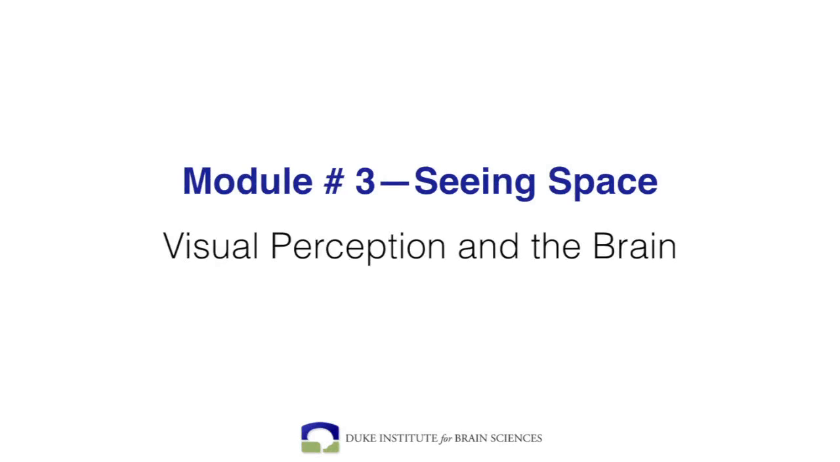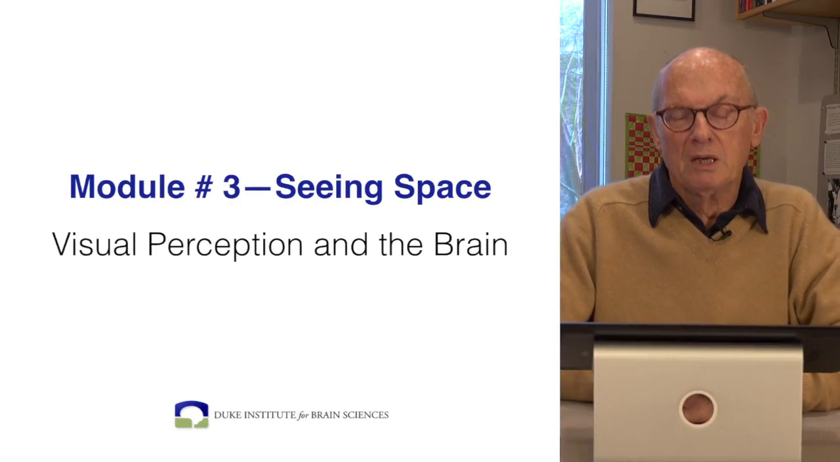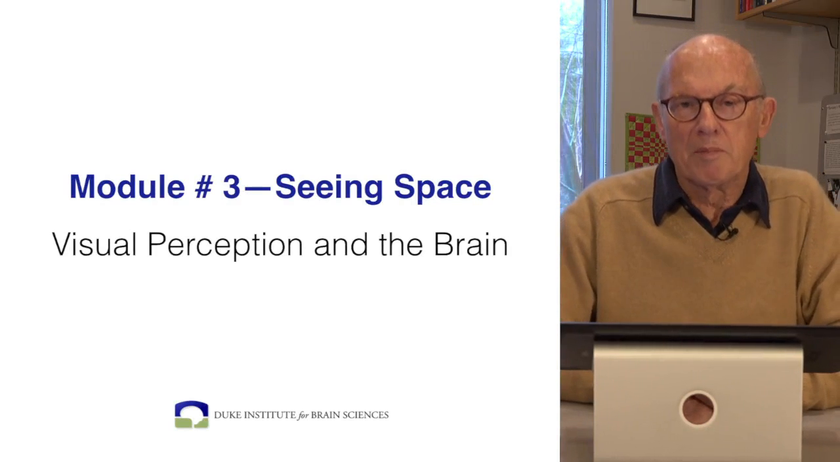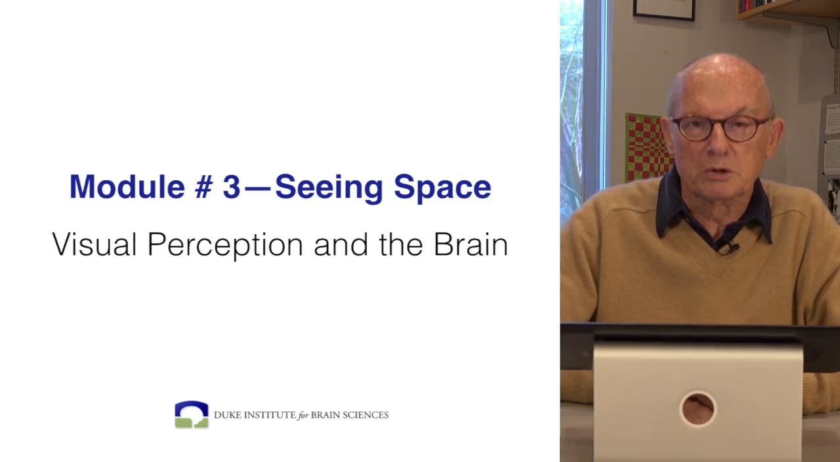Welcome back to this third module in visual perception and the brain. And this module concerns seeing space. That's a broad and complicated topic, and I'm going to divide it into two big sections. The first one, in topic one, is going to be about seeing geometry. And the second one is about seeing distance and depth.